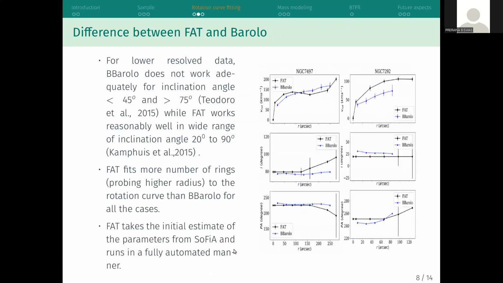Now, there are two pipelines available which help us to study this 3D kinematical modeling. One is FAT and one is 3D-Barolo. So for nearly half of the sample, the Verheijen sample, we studied it with both pipelines and compared the results, and we see that FAT gives more reliable results because first of all, FAT can fit reliably between 20 degrees to 90 degrees of inclination angle, while Barolo can fit reliably if the inclination angle is between 45 degrees to 75 degrees.